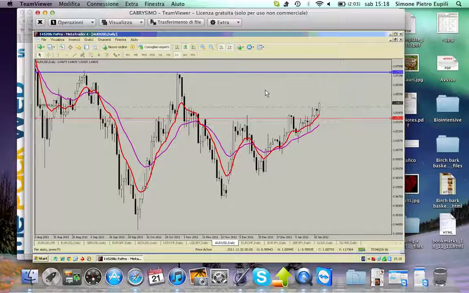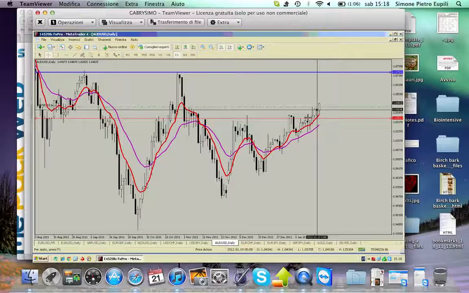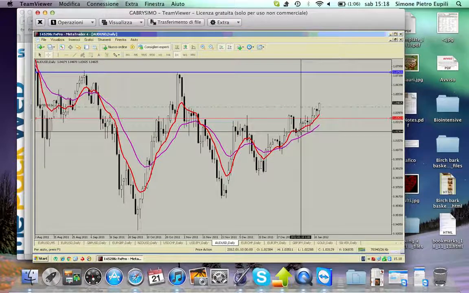Hi all, today I want to show you how I enter a trade and how to trade profitably in the forex market. We have a chart here. I want to show you some of my trades and why I enter on them, and how you can do the same using only two moving averages and horizontal lines like this.